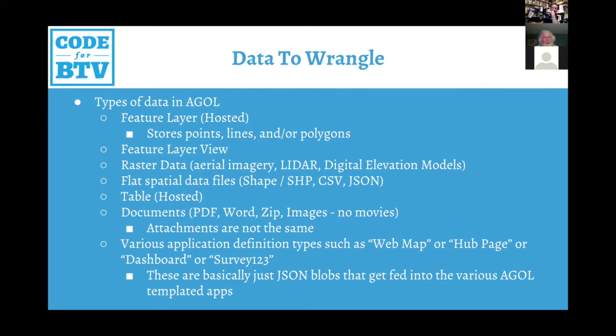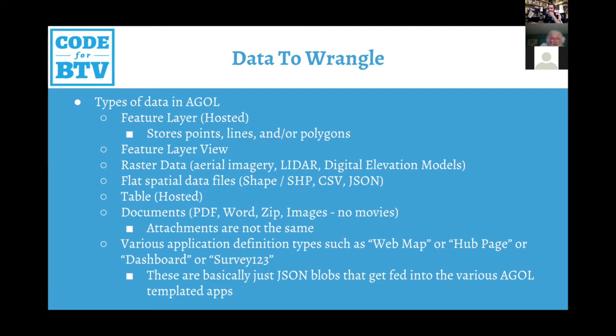Oh, okay, no, let's talk about types of data in ArcGIS Online. There's a thing called feature layers that are hosted on ArcGIS Online, and it consists of points, lines, and polygons. Feature layer view is when you've symbolized it, I believe, and you're seeing it on your map. Raster data is anything that's got imagery, elevation models, basically regular grid kind of data. Points or grids. And then you have flat spatial data files, the shapefiles and CSV files and JSON files, all work in ArcGIS Online.